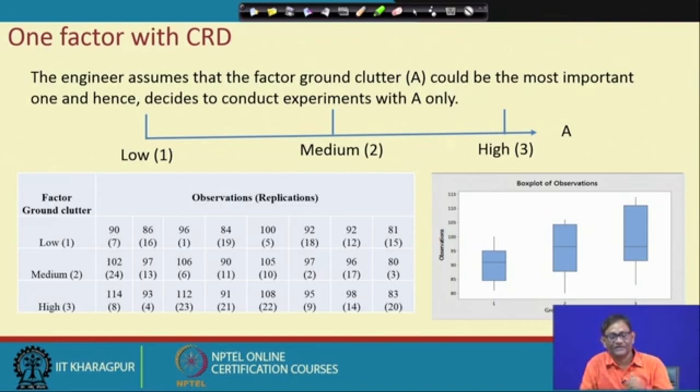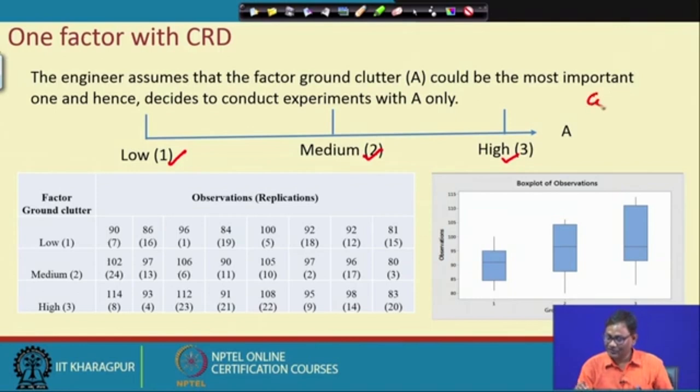It is to let you learn how you will do a one factor completely randomized design if you consider one factor. So, it may be a situation that one factor is important and you want to do a one factor experiment. In this one factor case, another important consideration is the level. Here we are saying low level, medium level, high level.